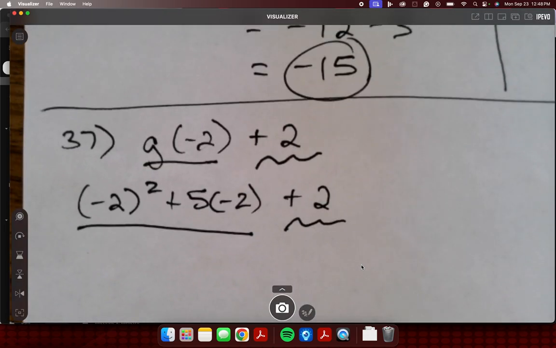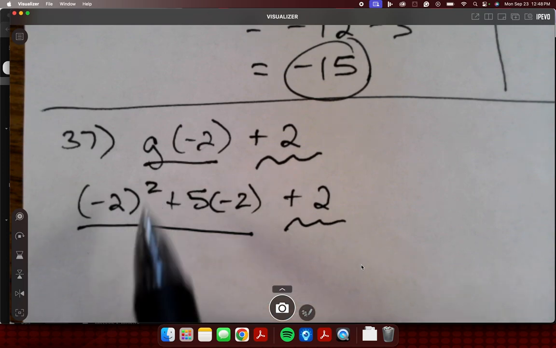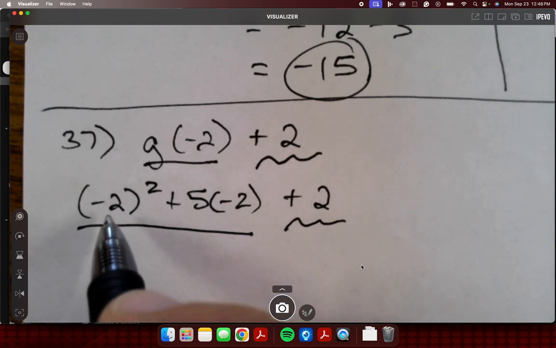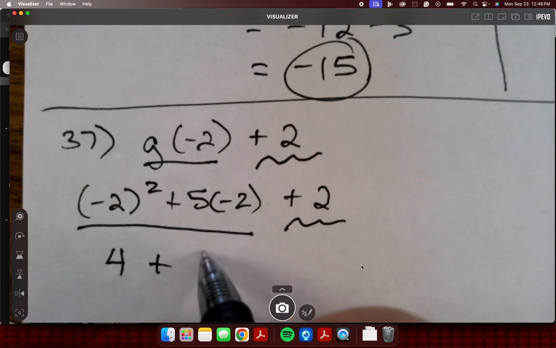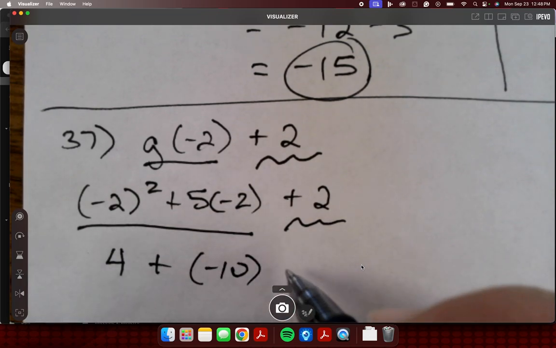So we'll follow the order of operations. Negative 2 squared means negative 2 times negative 2, which is positive 4. 5 times negative 2 is negative 10.